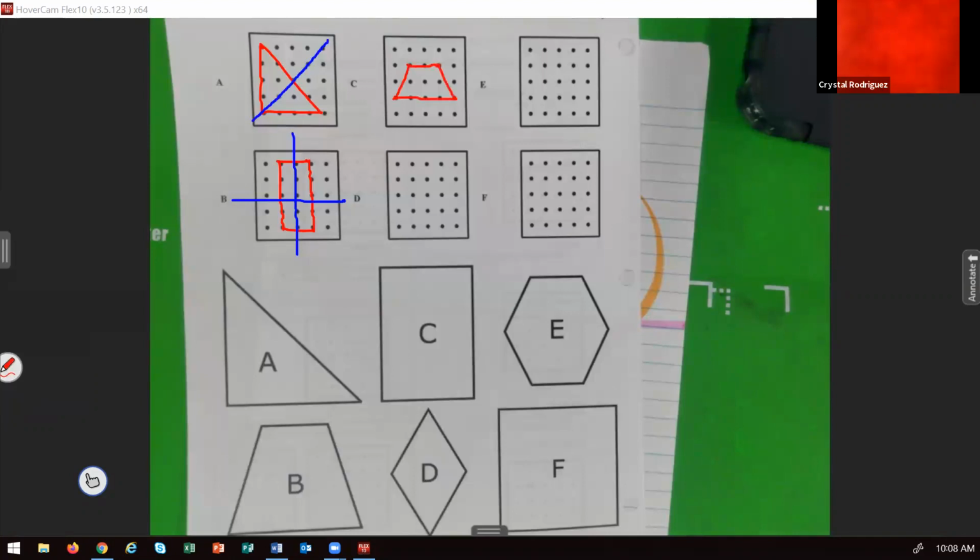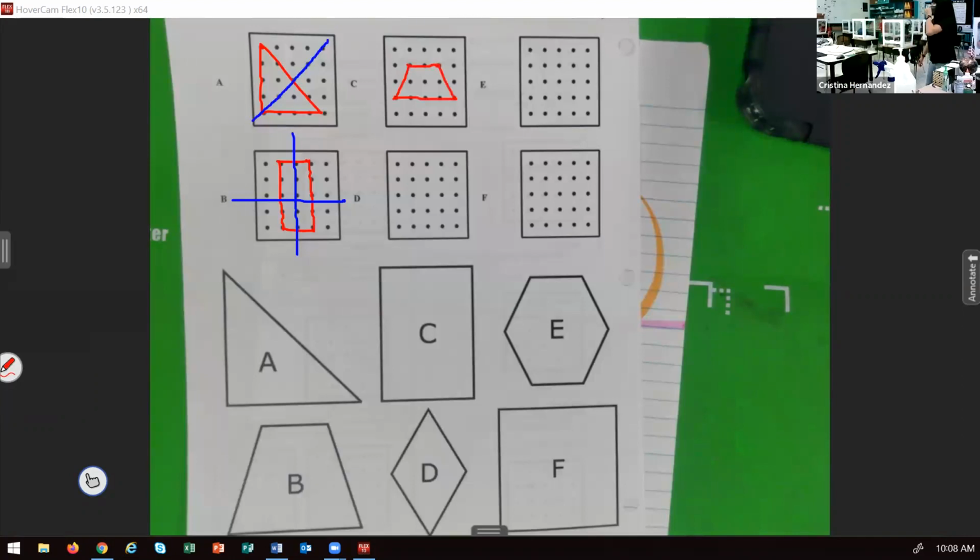What page is that again? 122. Come on, y'all need to join in as soon as you can. They're probably 2. Look at your trapezoid. Did you draw your trapezoid?